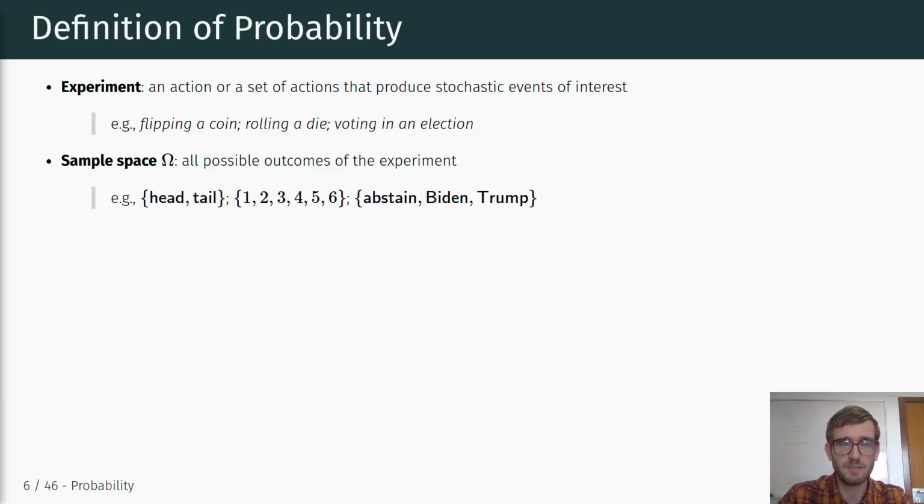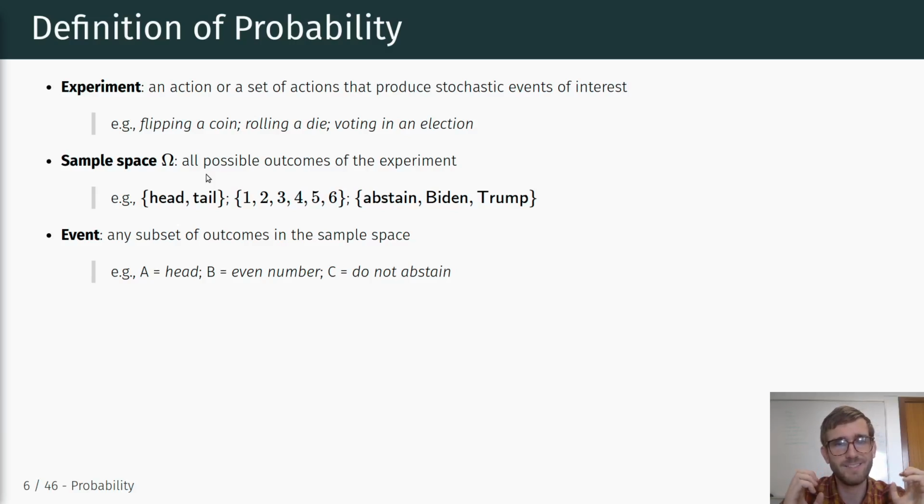The sample space, which is often denoted with this omega, denotes all possible outcomes of the experiment, right? So when we talk about flipping a coin, that would be either heads or tails. When talking about rolling a die, there would be any number between 1 and 6 if you have a regular 6-sided die. Or when we talk about voting in the last election, we could think of 3 possible outcomes: abstaining, voting for Biden, or voting for Trump. We could even expand this to third-party candidates, but for now, let's keep it with the Democrats and Republicans.